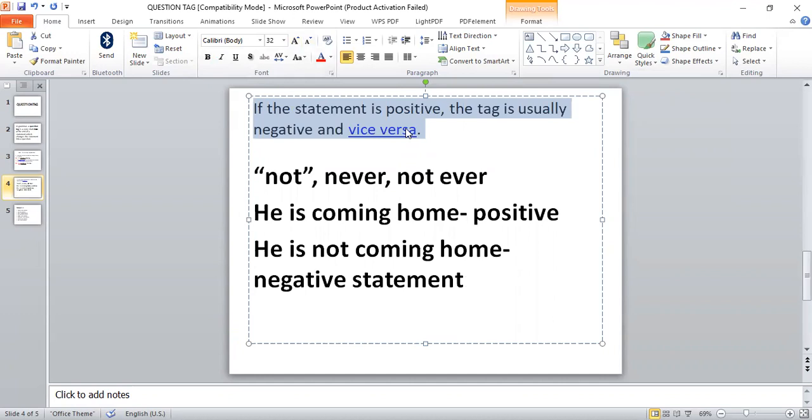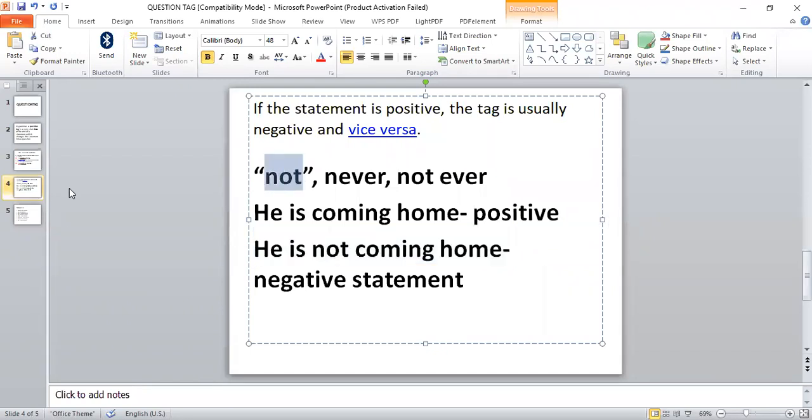Now, the vice versa there means that if the statement is positive, the tag will be negative. And again, let me reiterate on it. If the statement is positive, that is, if I give a statement as the highlighted, which is a positive statement, the tag will be negative. So it means the tag will have not in its composition. But if the statement is negative as the one highlighted, it means the tag will be positive. That is, the question tag I'll be using for it will not have not in it.